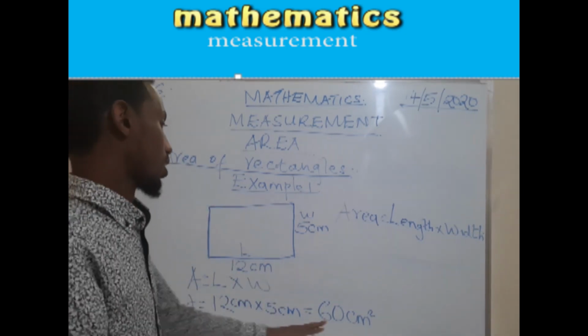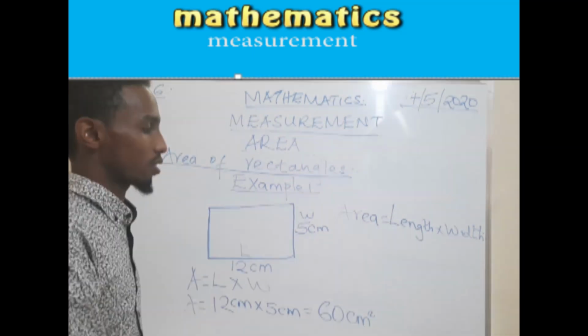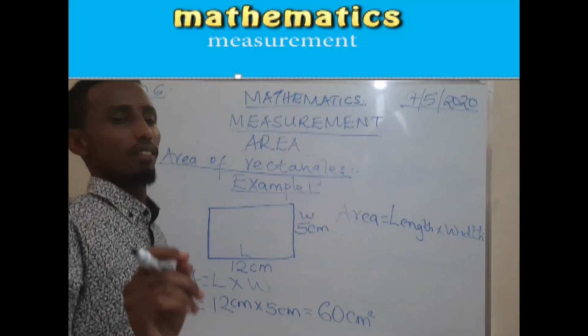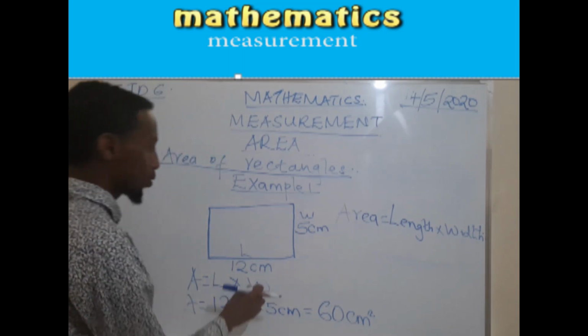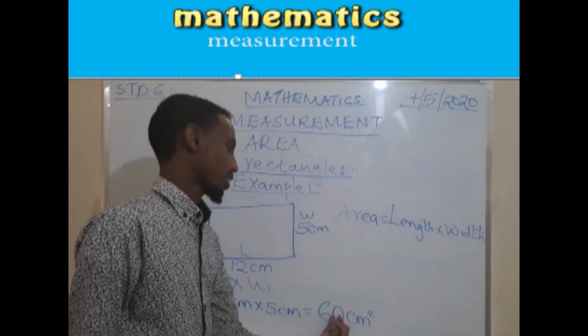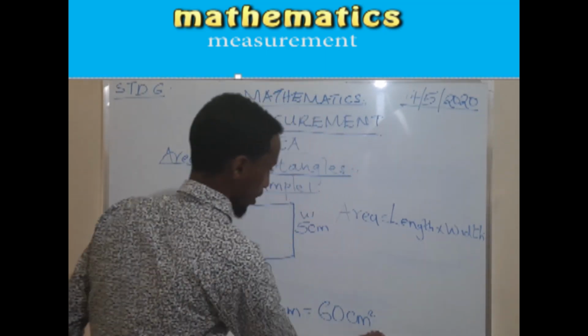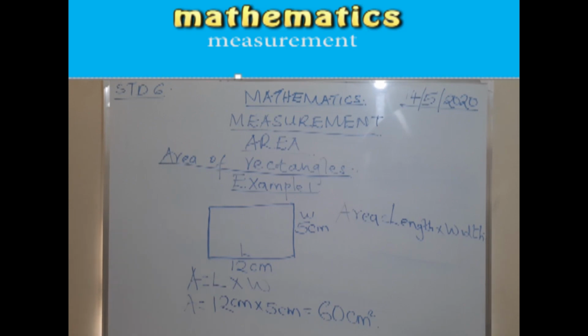Note that area is given in square centimeters. Area is given in square centimeters or meters. Our units now are centimeters. Therefore, when we get the answer, we say 60 square centimeters. I hope you're following.